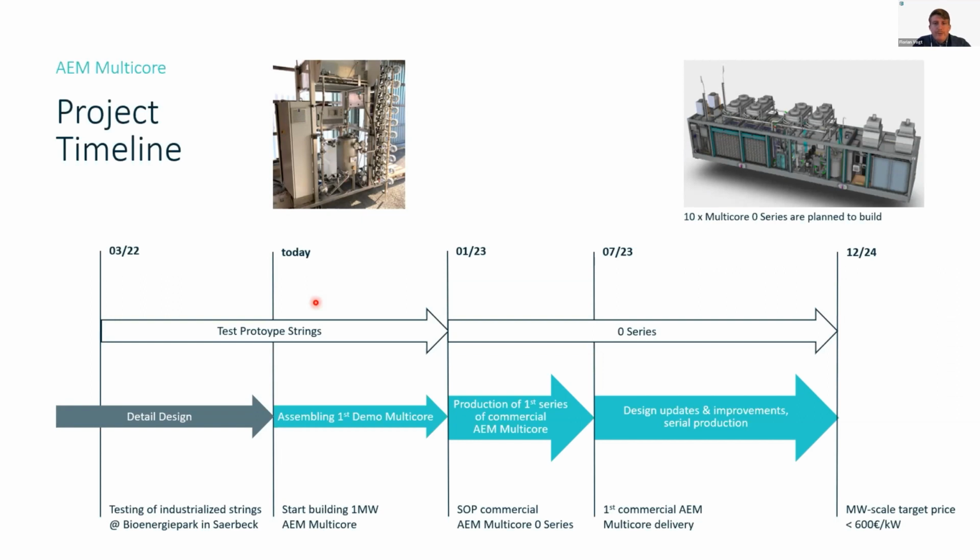The production of the first series of the commercial multi-core will then start after that, and we will deliver the first commercial multi-core by summer 23. Then we will, of course, have a few design updates, but we will build only 10 multi-core 0 series in the first year. This is the plan, before we then have a design update with maybe some other stacks or some design improvements. But the plan is to have only the multi-core 0 series in the first year.